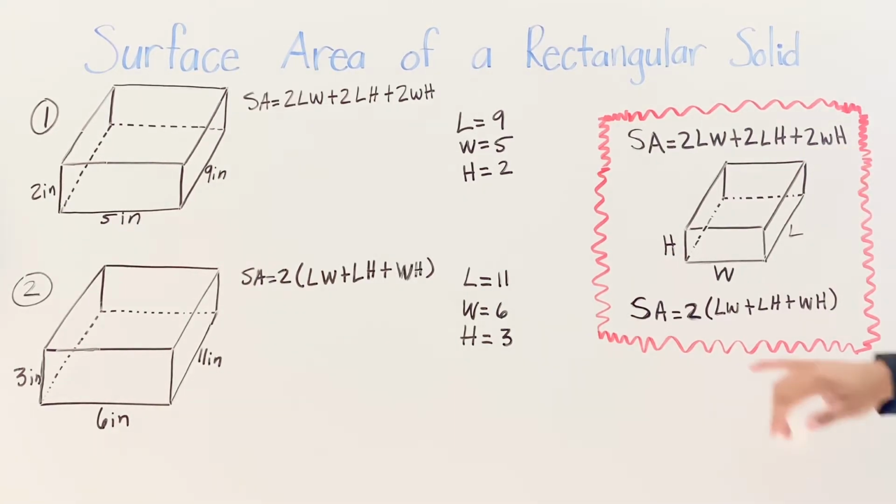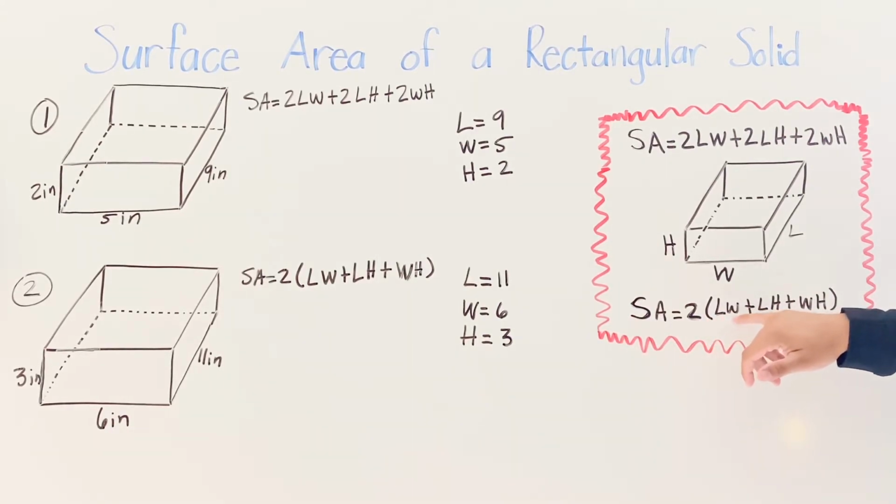And then we have the second formula that you can solve it as well, as 2 parentheses length times width plus length times height, and then plus width times height. Okay, we're going to solve it two different ways. It's up to you, whichever way is easier for you. Go ahead and solve it.